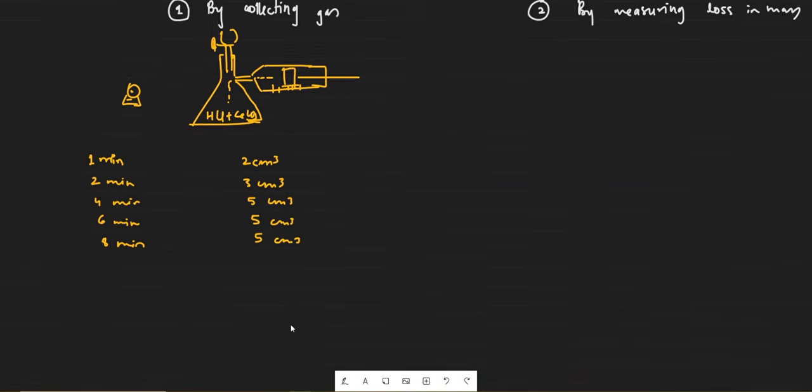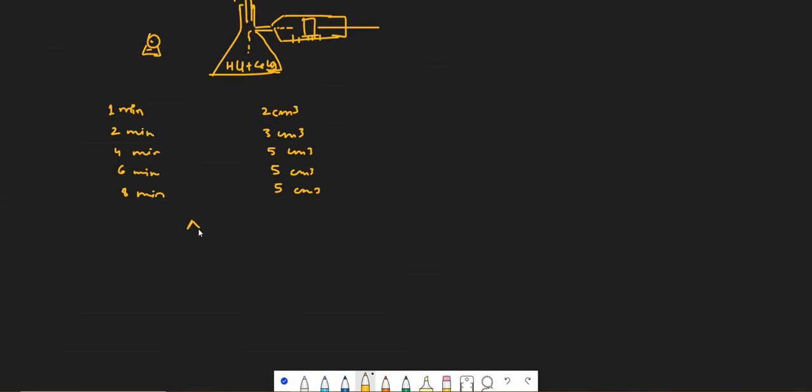Now if you plot it on a graph, how would you plot it? It will be volume of gas and time. Let's say after 1 minute the volume of gas was 2 centimeter cube. After 2 minutes it was 3 centimeter cube. After 4 minutes it was 5 centimeter cube. I'm just writing some random points. After 6 minutes it was again 5 centimeter cube, so it will have the same distance on the y-axis. And after 8 minutes it is again 5 centimeter cube.